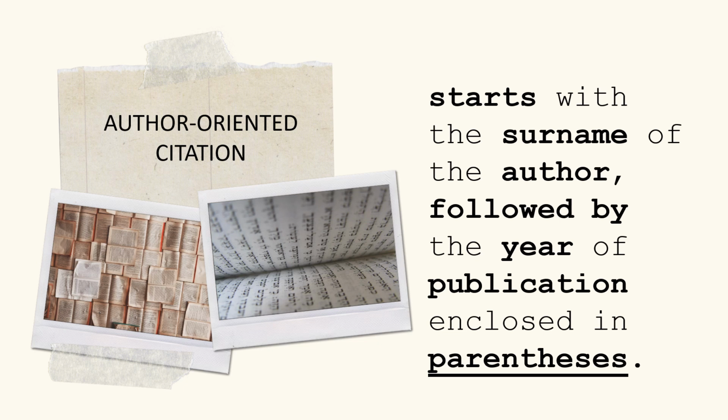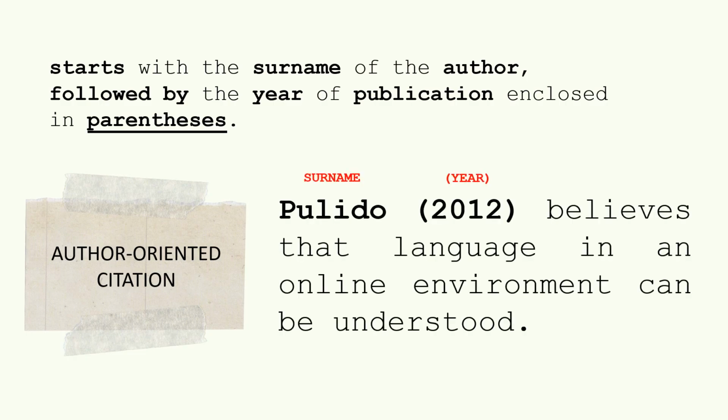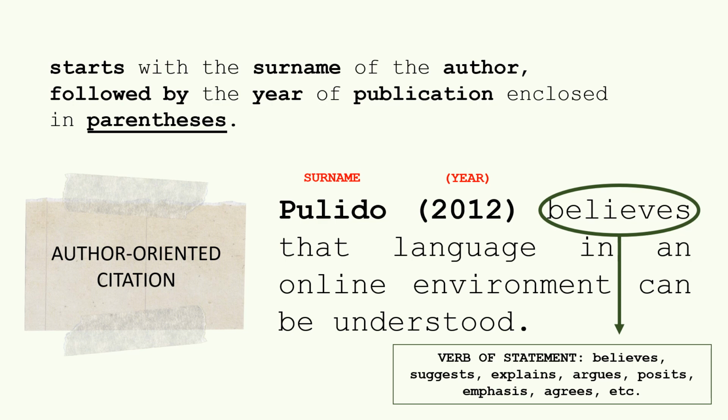And then there are three ways to cite the real author. So first is author-oriented, wherein I have already told you that it starts with the surname of the author, followed by the year of publication enclosed in the parentheses. Alright, so since the word itself suggests that it is author-oriented, begin with the surname of the original writer, and then the year, and then the verb statement like believes, suggests, explains, argues, posits, emphasizes, or agrees, or whatsoever other verb that we may use to be able to give a signal, okay, as a signpost.